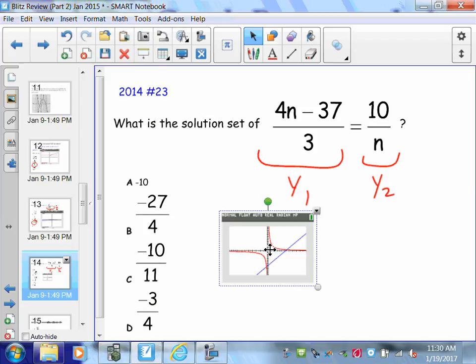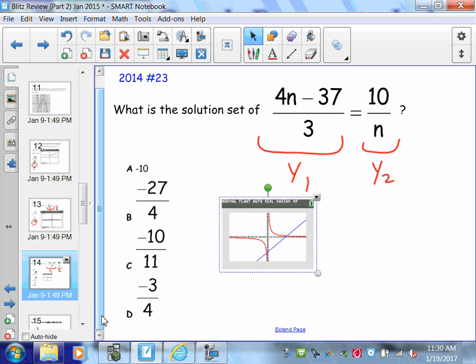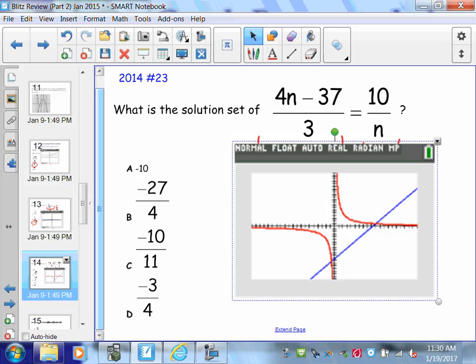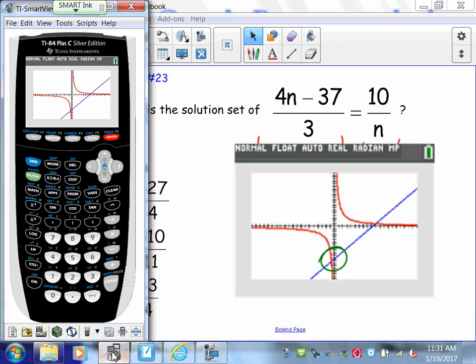All right. So, here's the deal. The answers are all negatives, so you don't need to spend your time finding both solutions. Are we finding the left solution or the right solution? This one right here. So when you're on your calculator, you just go second trace 5 and go to the left one. Enter, enter, enter.